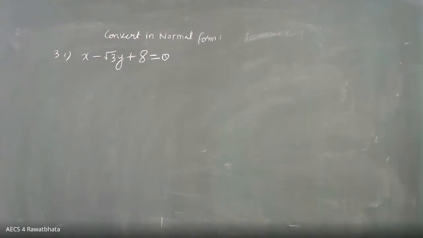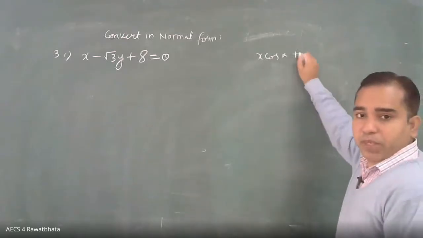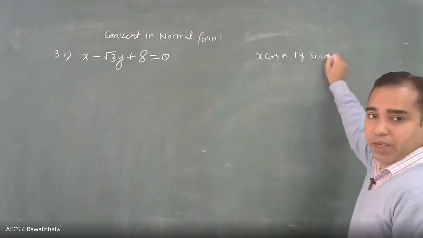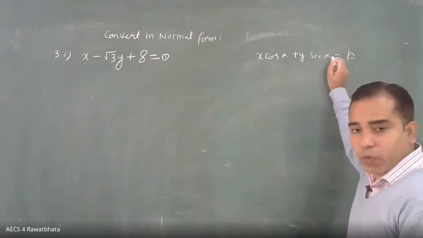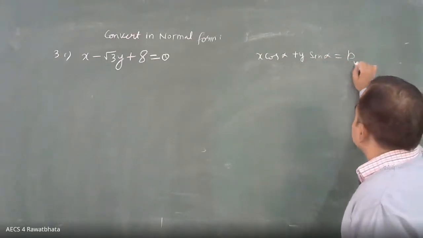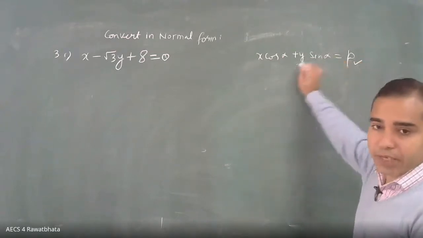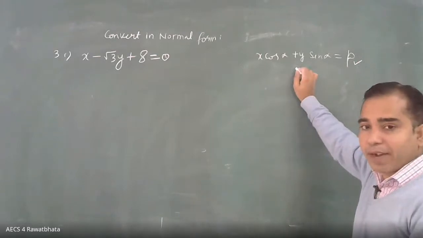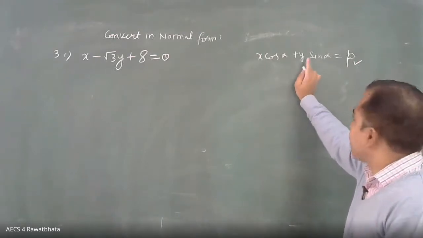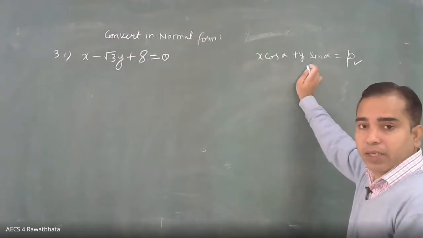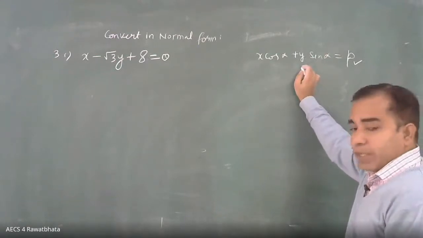Just in the beginning of this class, we discussed and somebody told. What is normal form? X cos alpha plus y sin alpha is equal to p. Yes, x cos alpha plus y sin alpha equal to p. So normal form equation is like this. There is a right hand side and in that some constant is there. And in the left hand side, x multiplied with cos of something plus y into sine of the same angle. This form is called normal form.